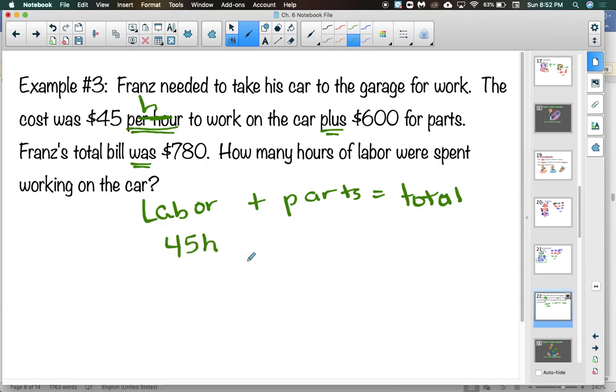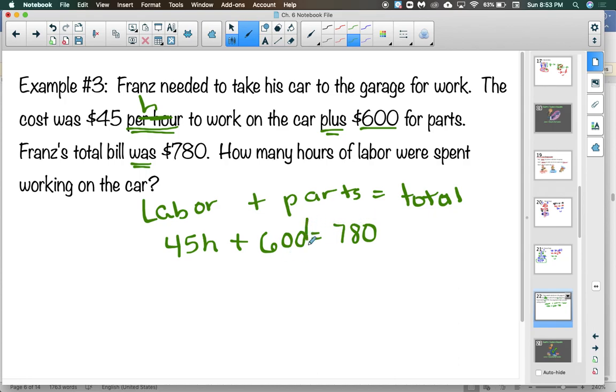Check that out. Boom. Now we also have to pay for parts. Do we know the cost of the parts? Yes, we certainly do. We pay $600 for parts. And that equals the total cost of $780. So that little verbal model really does help us out here, guys. I encourage you to do that, kind of bridge the gap between the math and the English.